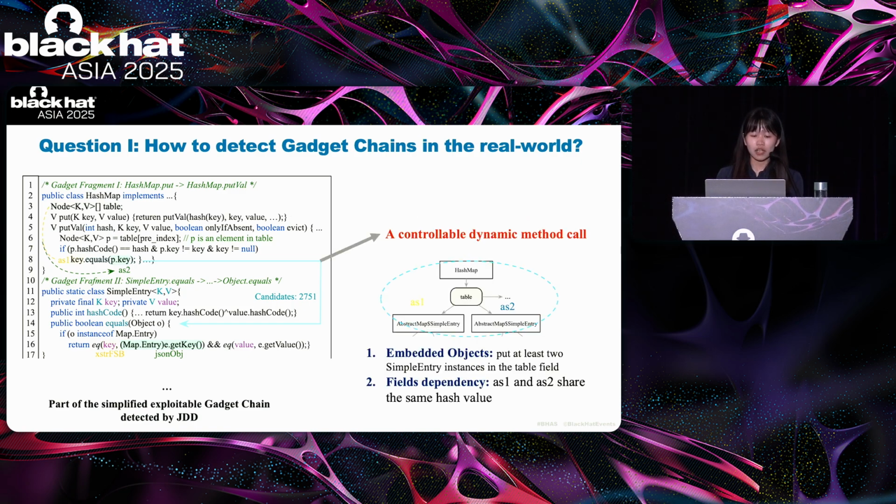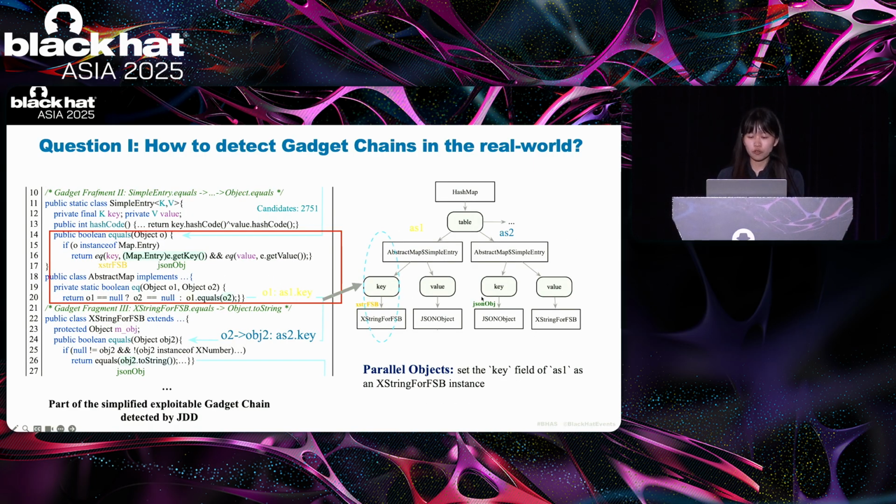And since the key's declared type is Object, it can be assigned any type of Java object by the attacker, who controls the subsequent execution. For example, if we place two SimpleEntry objects into the HashMap's table and make sure that they share the same hash value, the program can be induced to jump from fragment 1 to fragment 2. And following, we simply name the two instances S1 and S2.